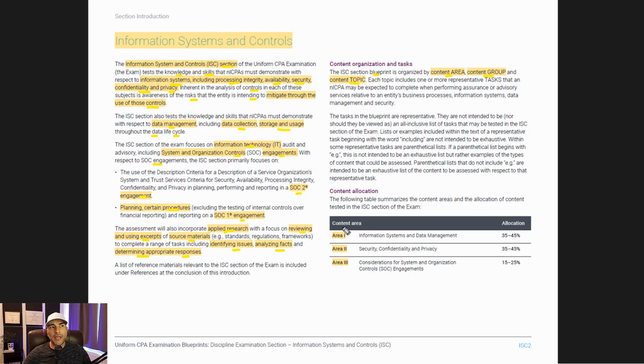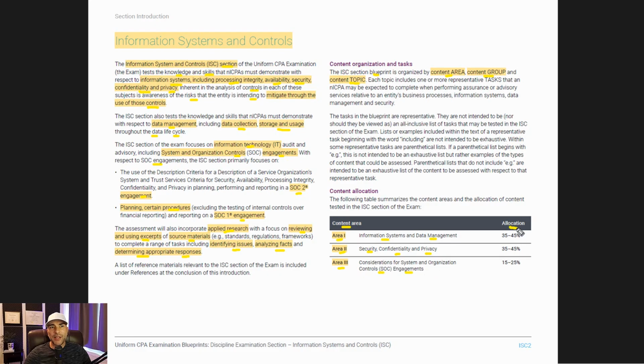So basically for the content area, we have three different areas that we're going to be looking at. Area 1 is going to be information systems and data management. Area 2 is security, confidentiality, and privacy. And Area 3 is considerations for the system and organization controls, SOC engagements.